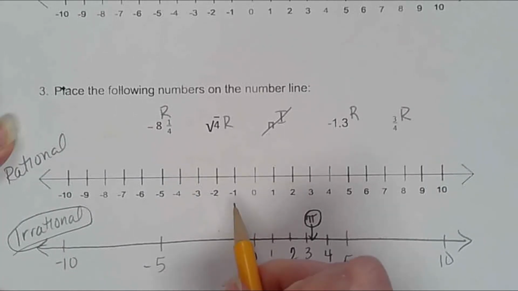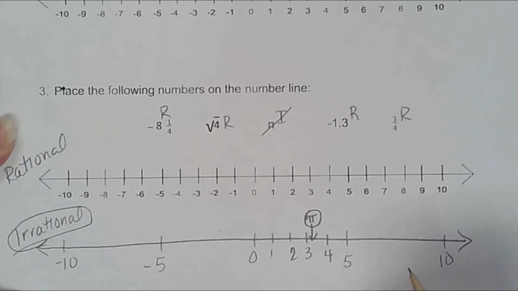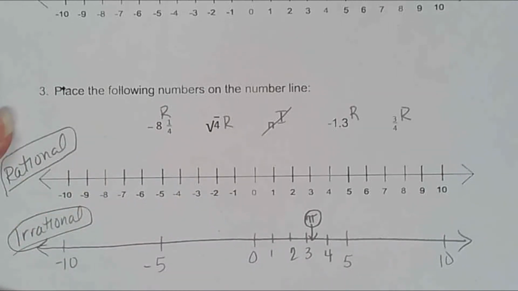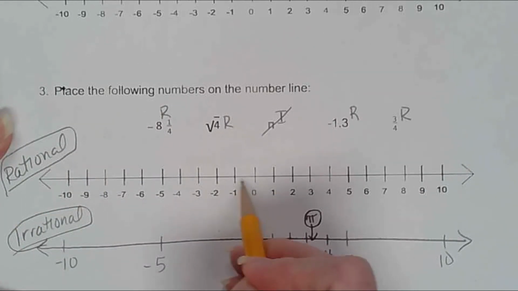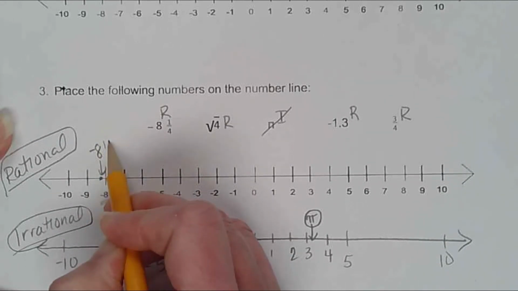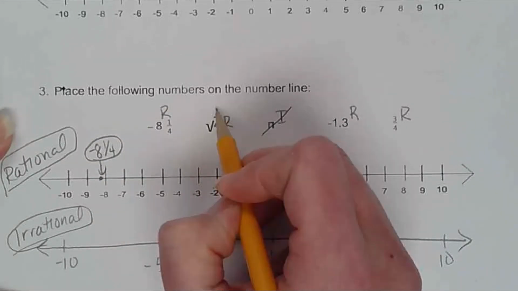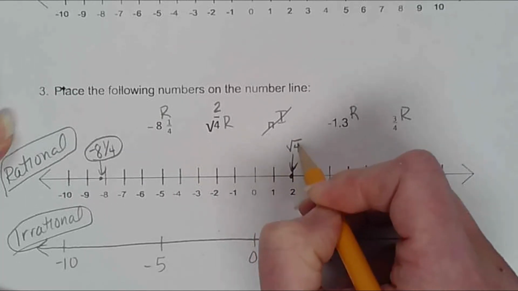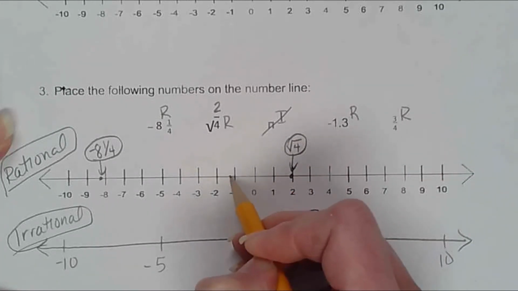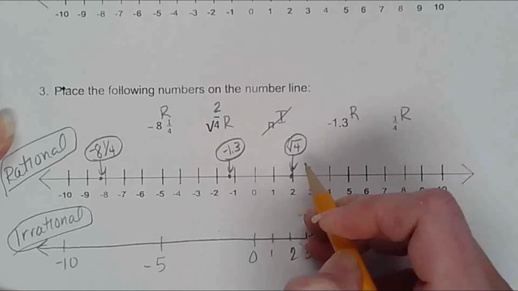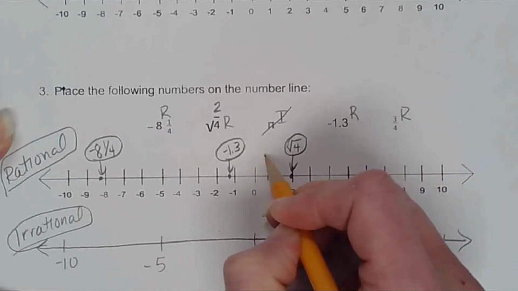So it is important to read the directions when you are taking a test to make sure you are putting it where it's supposed to go. It's easy to graph the points, but reading the instructions and making sure that I'm plotting them on the correct line is extremely important. So -8 1/4 would be about right there. Square root of 4 is a perfect square, so it's really 2. So I'll label it right there, square root of 4. -1.3 would be about right there, -1.3. And then 3/4 is about right there, 3/4.